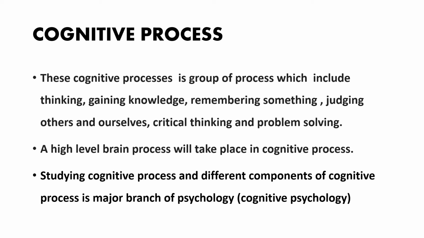Our brain does enormous activities at a time during cognitive process: taking information, transforming it, storing it, restoring it, recovering it, getting it back and putting it back, neural processing. So a lot of processes take place. An enormous number of processes take place during cognitive process.